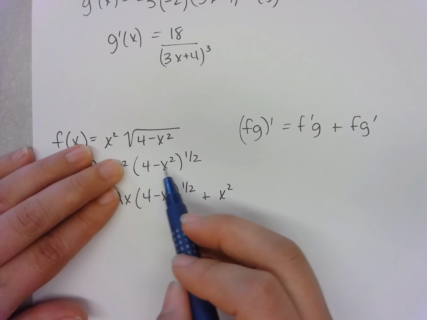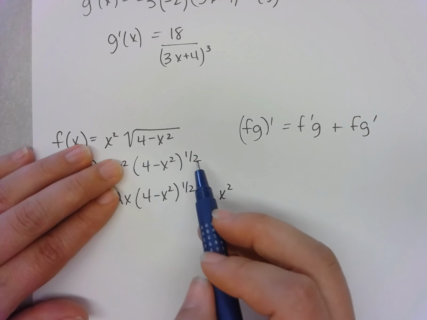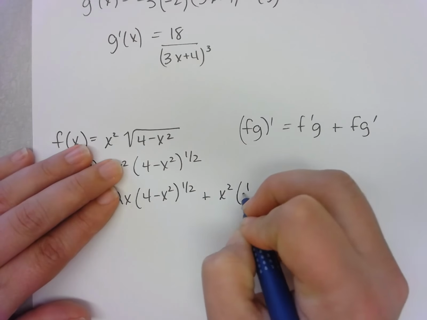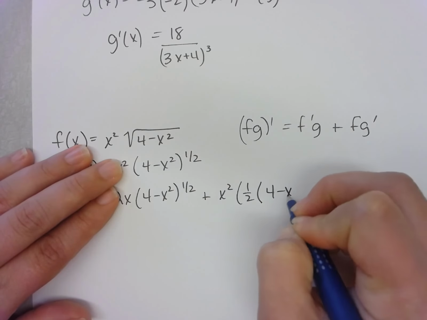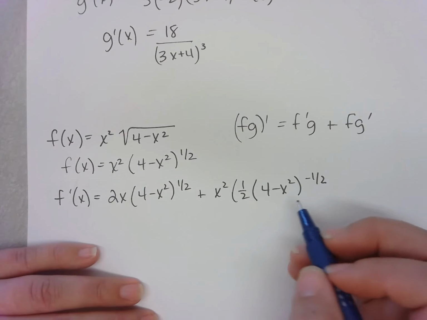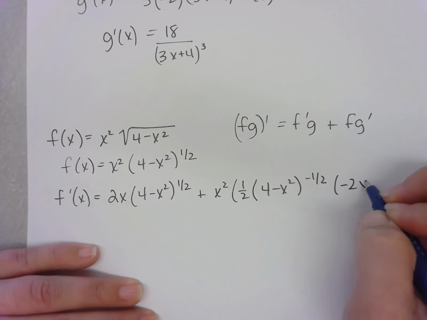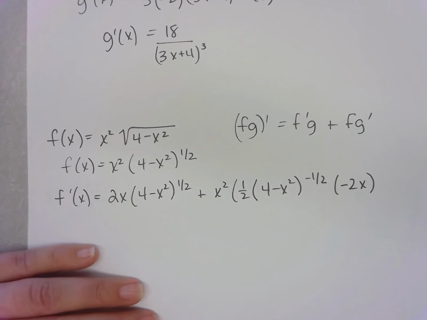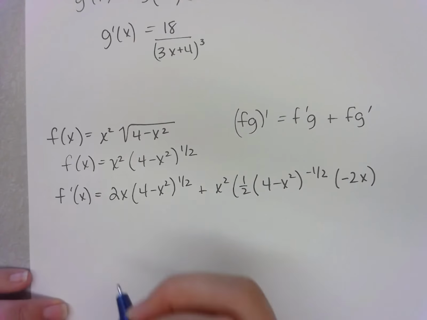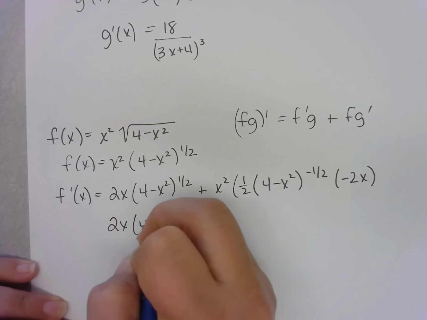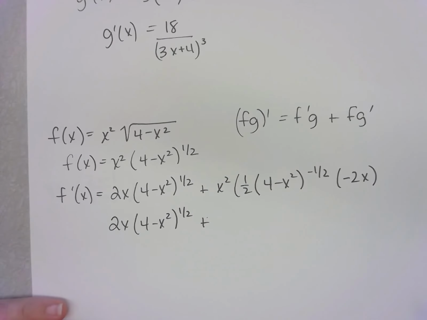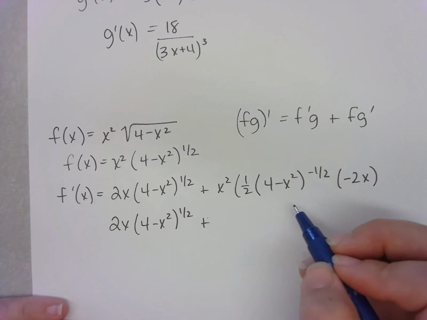Again, this is like my inner function. The derivative of the outer function will be 1/2 this to the -1/2. And then for the inner function, 4 minus x squared, the derivative is minus 2x. Again, I say just leave things alone. Don't simplify them for right now. I could make it a little bit cleaner, but I don't want to do too much, because it's easier to grade if I can actually see what you're doing as opposed to trying to figure out where you went wrong with your algebra.